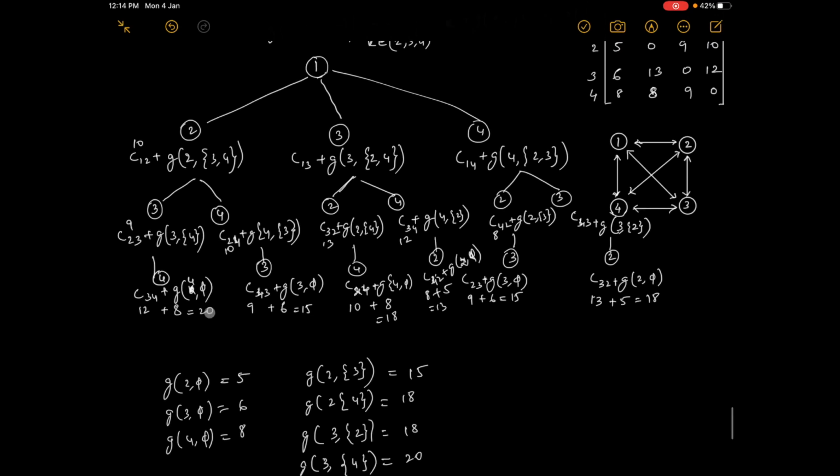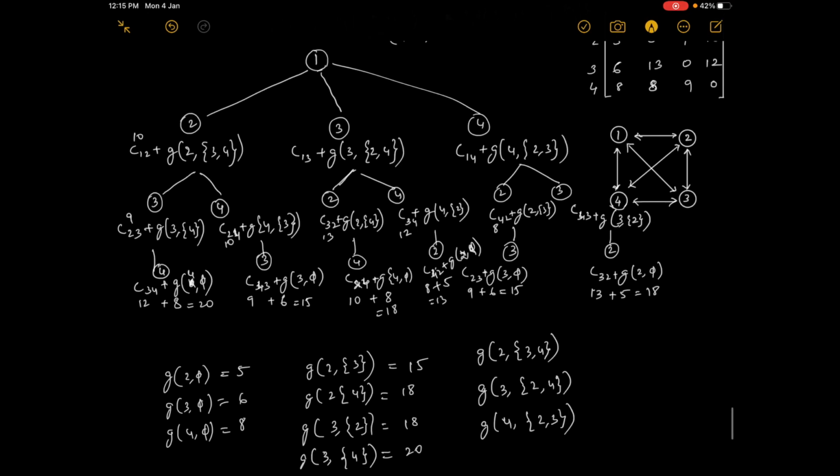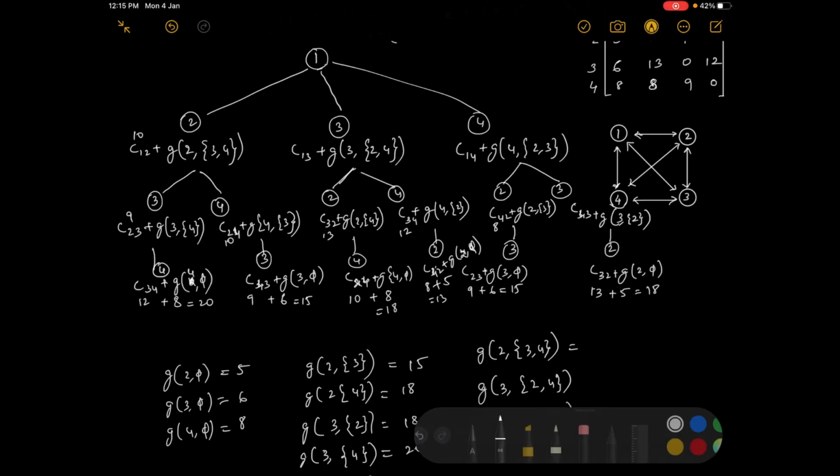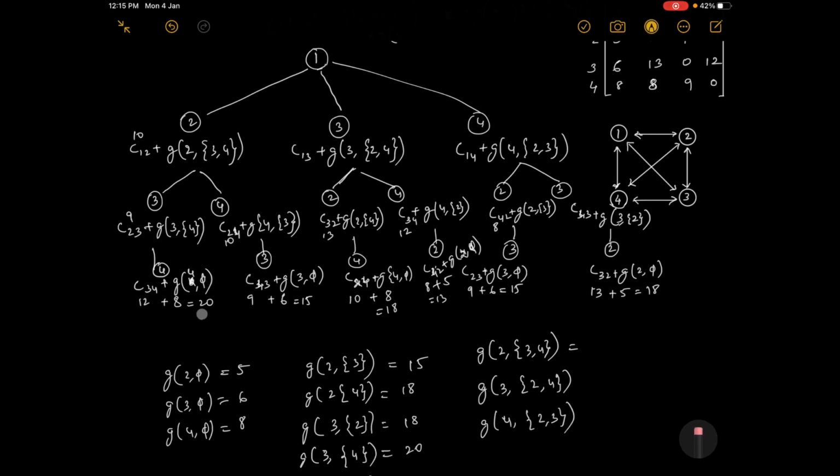Now actually I should rub this and write so that it is clear. Now we have to find these three terms: g of 3 comma 4, g of 3 comma 2 comma 4, and g of 4 comma 2 comma 3. So we'll have to find it. I'll take the rubber, and this is total 20, correct? So this 20 is the answer of this.